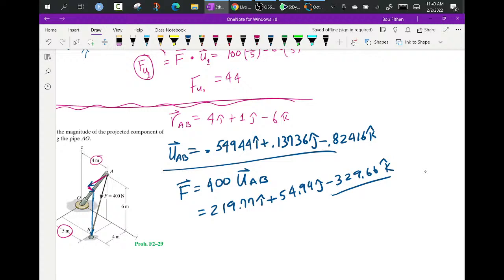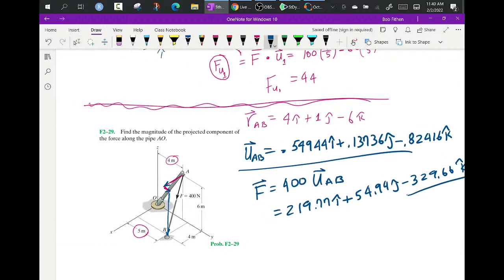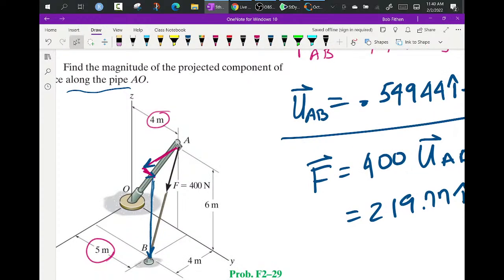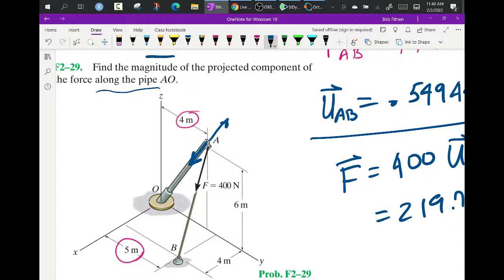Okay, now the next question is, I want to know the magnitude along the pipe. So what do I need to do? I can go ahead and take those off. I need to find a unit vector that points in the direction. I can point it this way or that way, because he says find the magnitude. There really doesn't have to be a direction here. If you dot it, you'll get a different sign, but it's the magnitude. So technically I could go this way or that way.